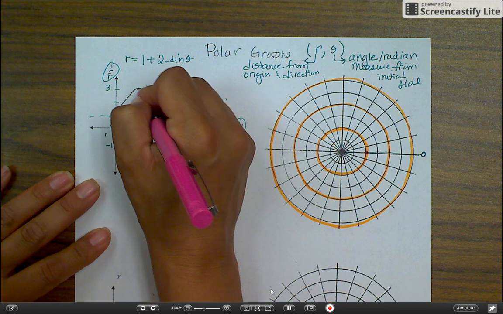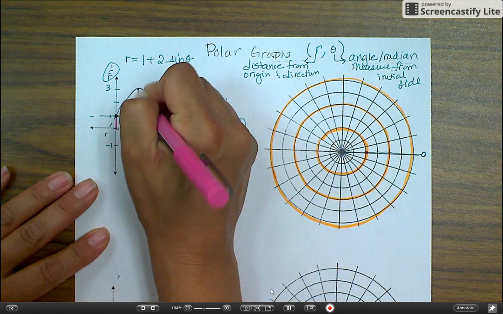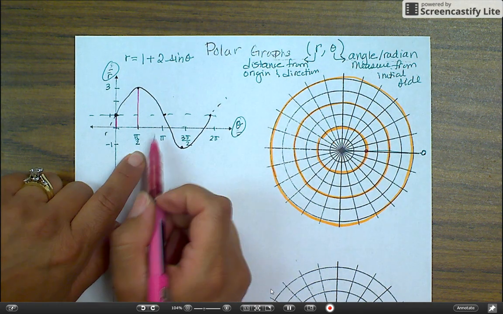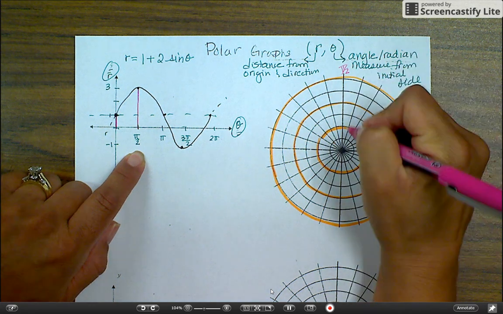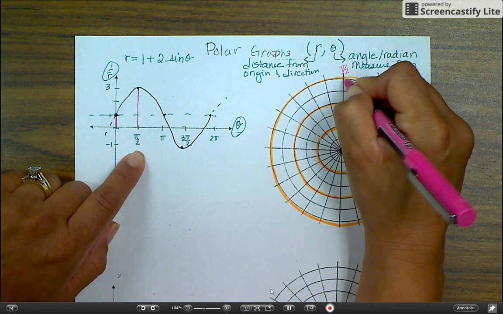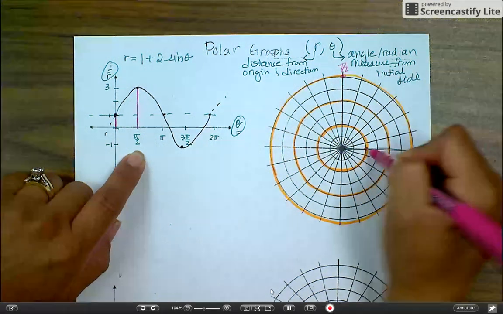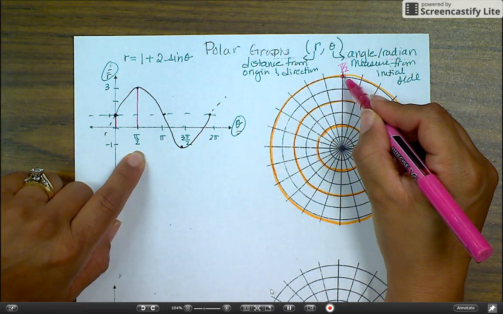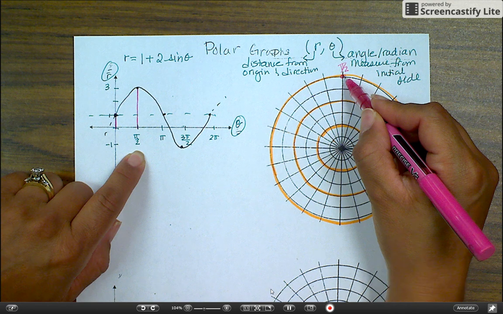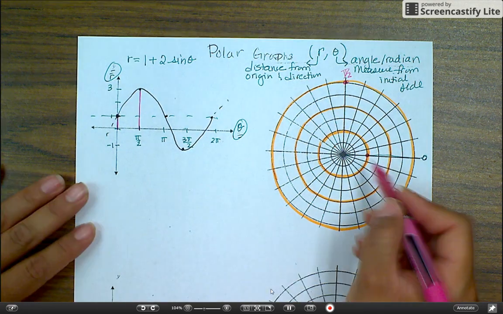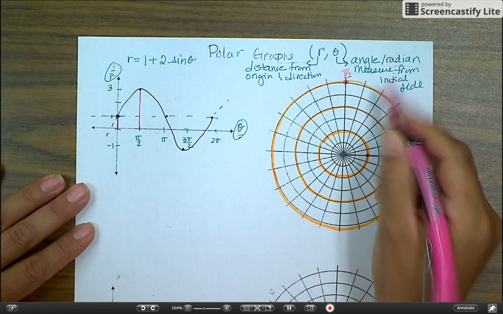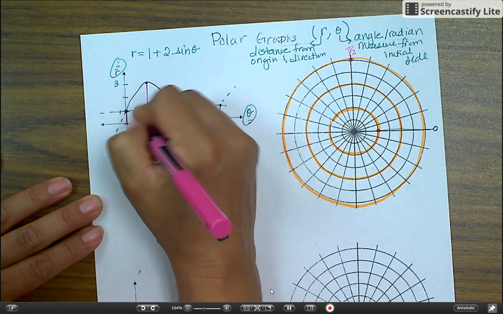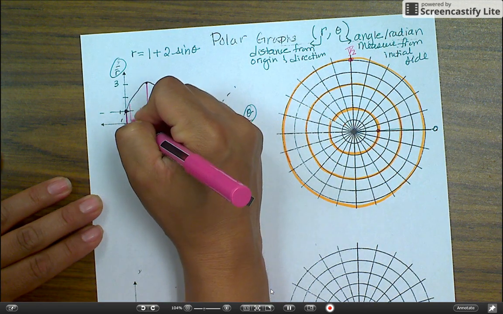Now, when I get to pi over 2, at pi over 2 radians, I'm positive 3. So here's pi over 2 and positive 3. 1, 2, 3. So somehow I traveled from here to here. How do I get there without doing every single one of these? Because that would just be torturous. How do we get there quickly? We just look at the pattern.